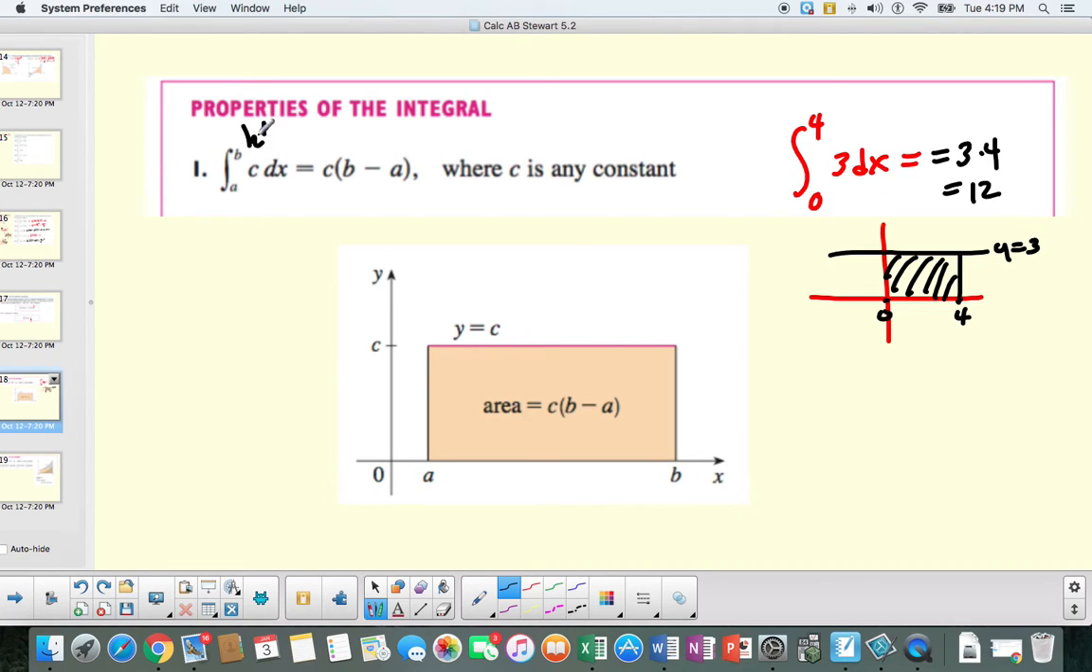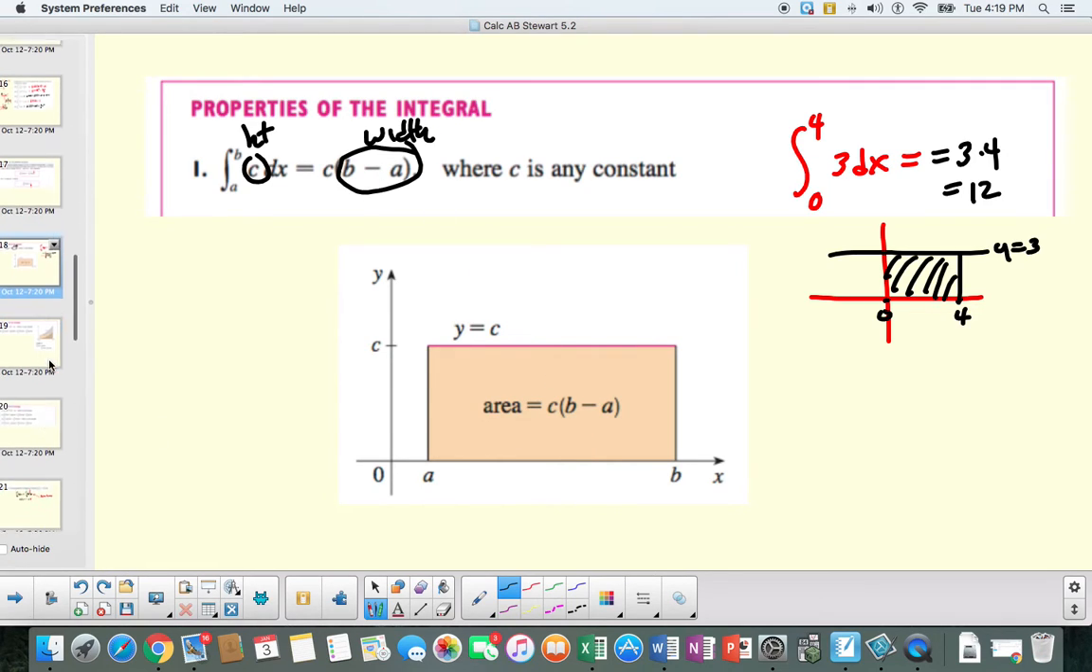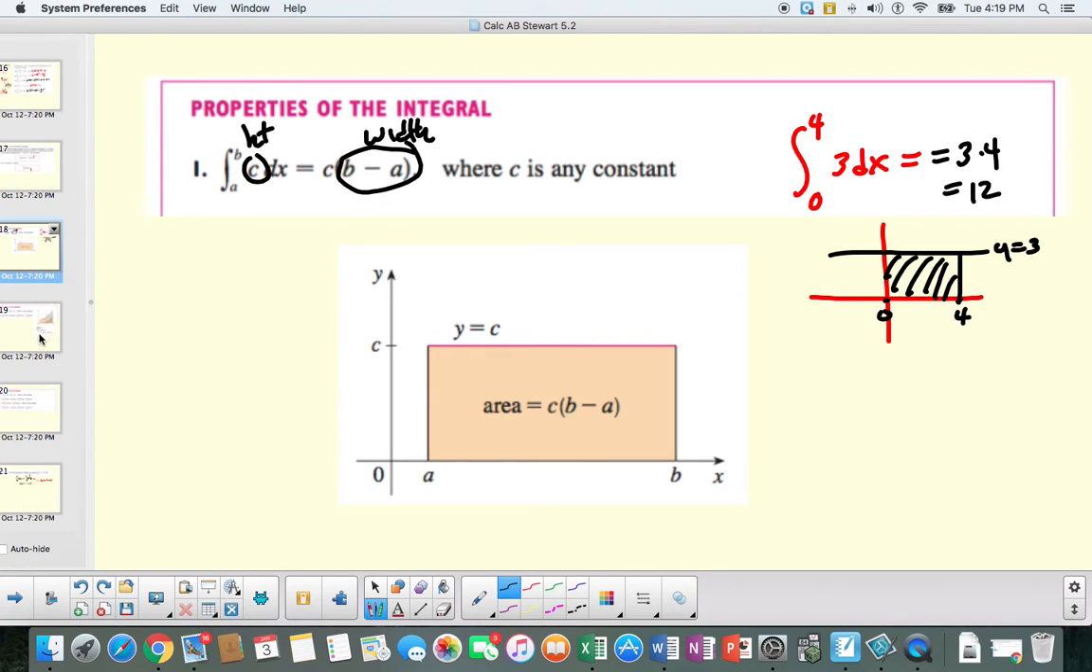This is going to be your height, and the length of the integral right here will be the width of your rectangle. So all you do is multiply these two, and that'll be the answer to the integral.